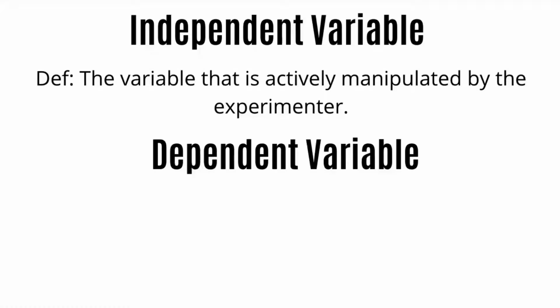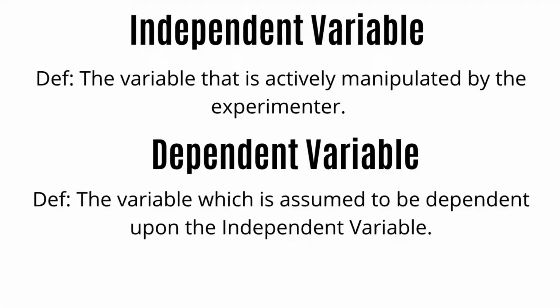The dependent variable, on the other hand, is the variable which is assumed to be dependent upon the independent variable. In other words, dependent variables are variables that change as a function of the changes in independent variables. Let's understand these concepts a little better with an example of a memory study.